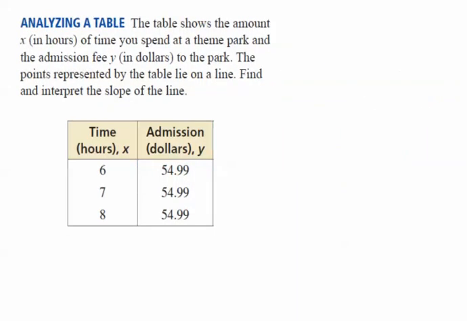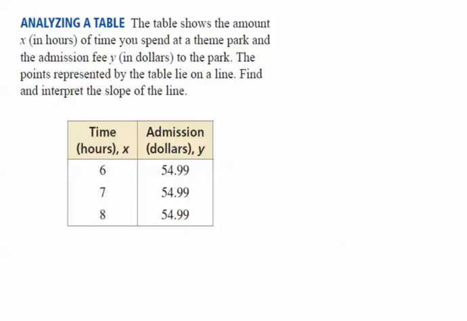Okay, in the next problem we have data from a line shown in tabular format as opposed to on a graph. And this table shows the amount x in hours of time you spend at a theme park and the admission fee in dollars to the park. So that would be our y value. So basically what you're seeing here is that for 6 hours the admission price is $54.99, for 7 hours $54.99, for 8 hours $54.99. What that means is that it doesn't matter how much time you spend at the park, the admission price is the same.